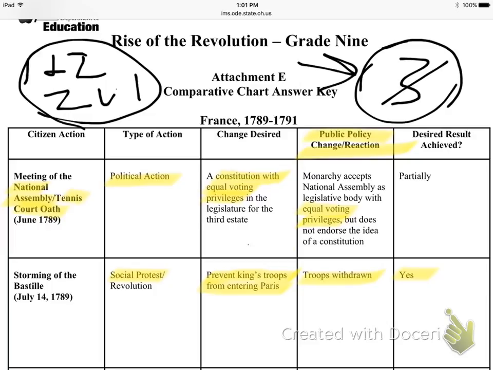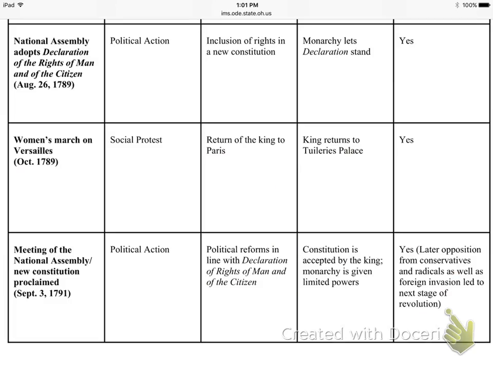Okay, let's move on. This is the bottom half. What you're going to see next is the bottom half of the same piece of paper with the answers. Okay. So, National Assembly adopts the Declaration of Rights of Man and the Citizen. This is what we've started to read in class. And this was a political action because one specific thing in government changed, a political action. Okay?